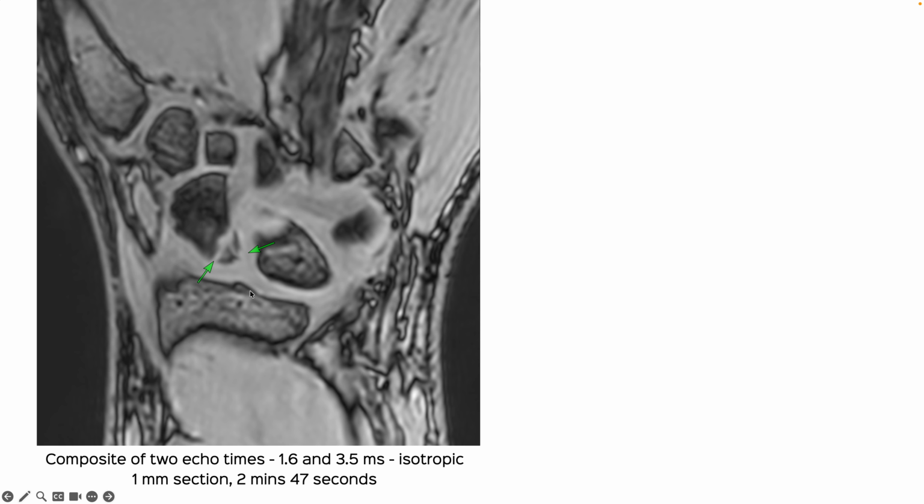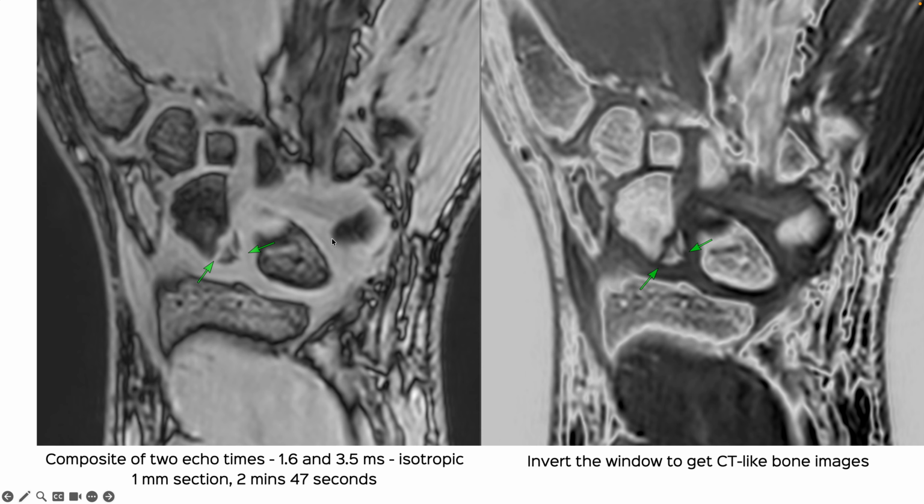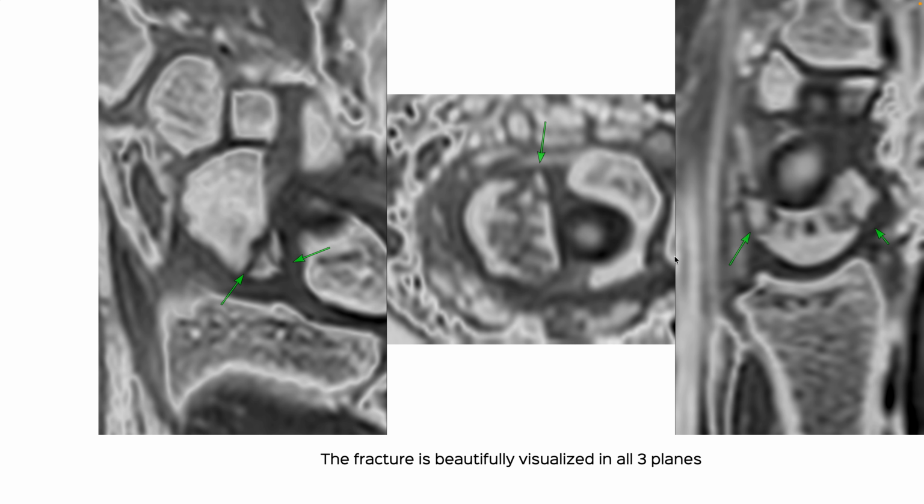composite of two separate images with two separate echo times of 1.6 and 3.5 milliseconds. The TR is 11 milliseconds, an isotropic 1 millimeter section. The whole sequence takes about 2.5 minutes. And then you invert this, so you make it look like a bone image. So just invert the window levels, and you can see here this fragmentation of the proximal pole, which wasn't appreciated on the routine MRs well at all.